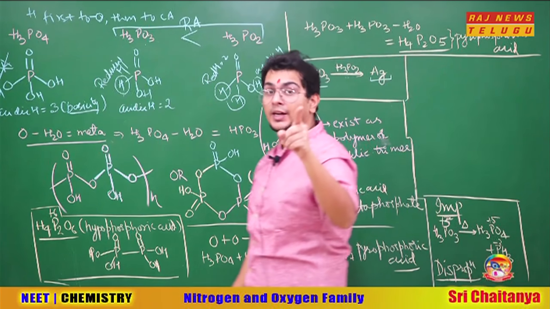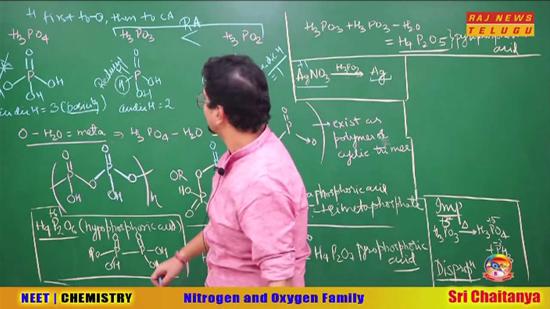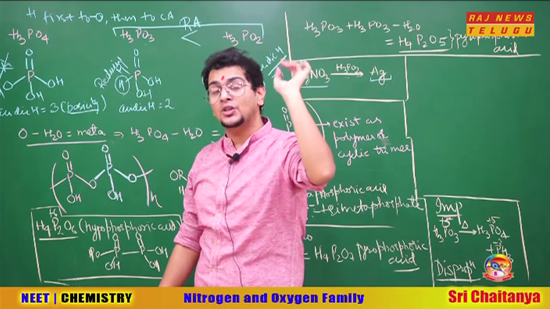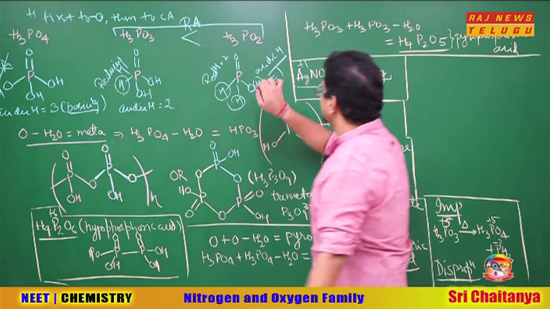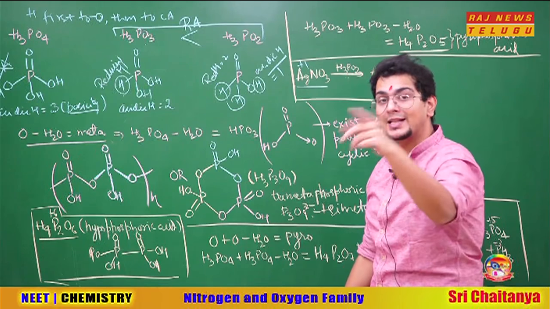One more reaction. Wait till the end of your course. You will read it in diazonium chloride also. There as well, in organic chemistry, nitrogen containing compounds, this H3PO2 will come, and it will reduce your diazonium chloride to make benzene.